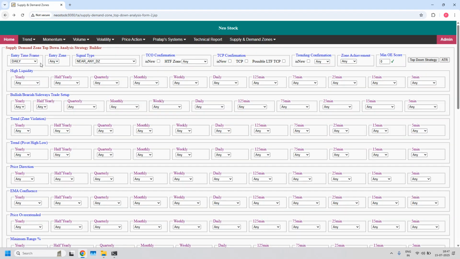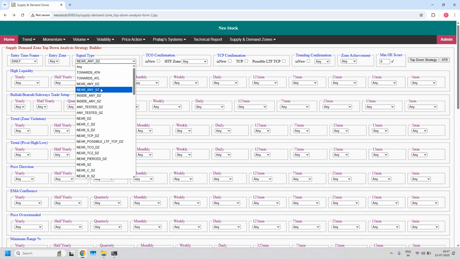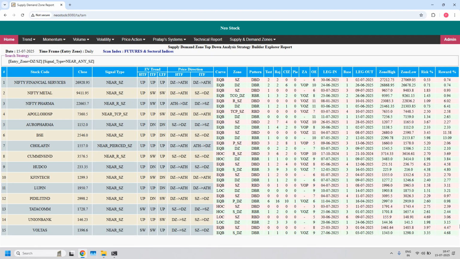Okay, next. For daily time frame, stocks near to the daily supply zone, we got 15 stocks. Let us identify daily high liquidity supply zones from this list. NIFTY Pharma, but it is not listed in F&O, so I am ignoring that stock. Apollo Hospital is having a daily high liquidity supply zone. Cummins is having a daily high liquidity supply zone. That's it. We identified 2 daily high liquidity supply zones from this list.